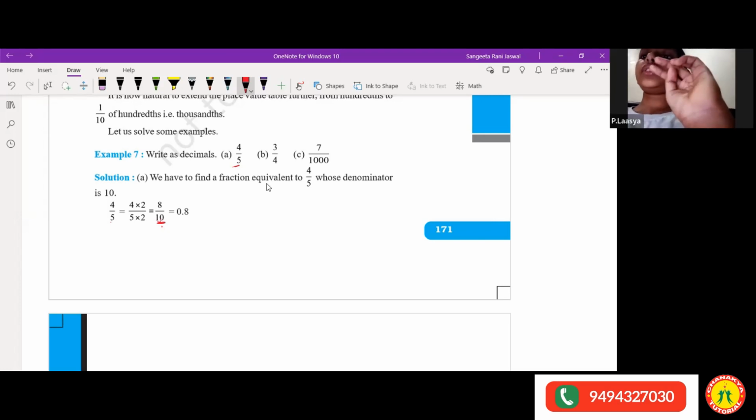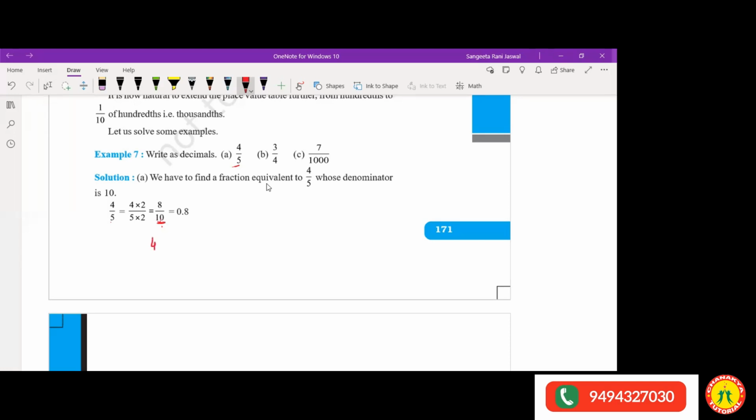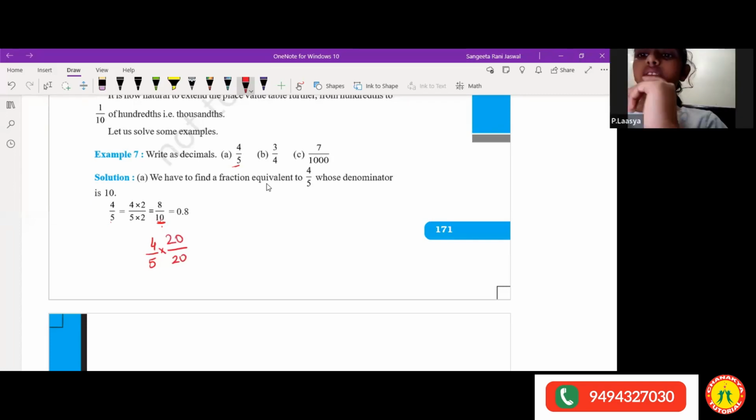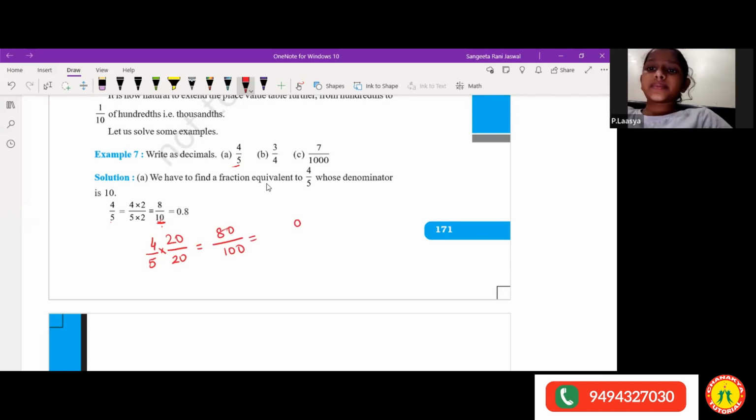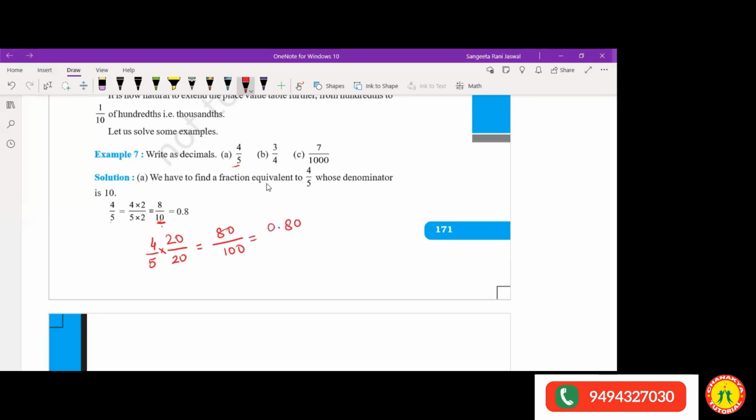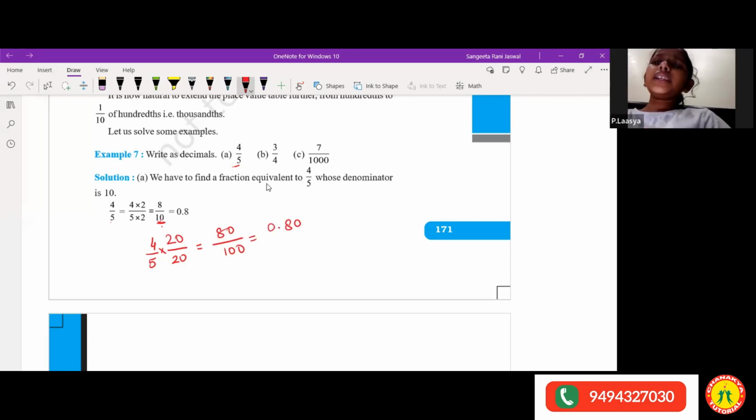If the denominator is changed, you can do it like this also. If I multiply this by 20, I get 100, is it? And here I will get 80. So after leaving two digits from here, I will put the point. But ma'am, before that we have 0. Oh, I forgot, ma'am. Yes, ma'am. I understood.